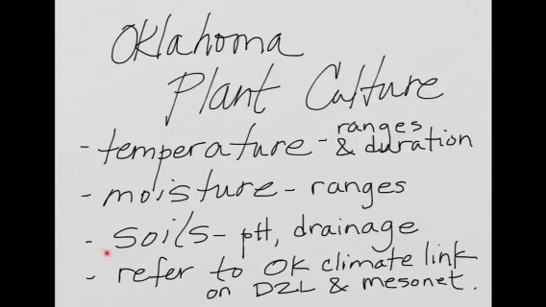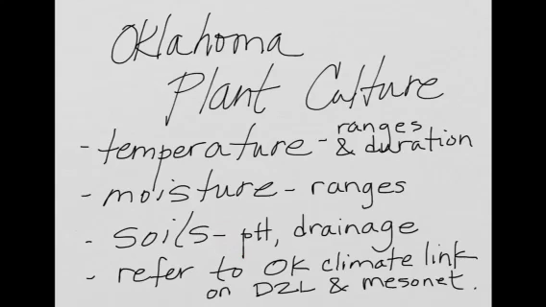Soils are a huge factor in Oklahoma. There's quite a range of pH. We may have soils with a slightly acidic pH in one area, which are very beneficial to a lot of different plants, and then a more alkaline pH, which is more difficult for some plants to deal with. Although we do have some plants that are very adapted to a high pH, they are fewer than the ones that are adapted to a more acidic pH.